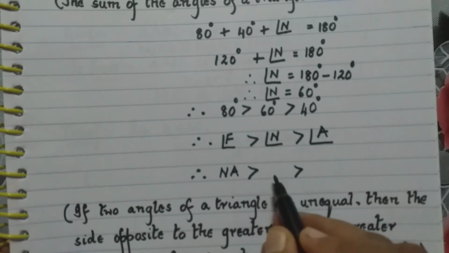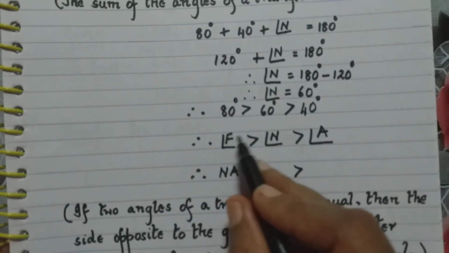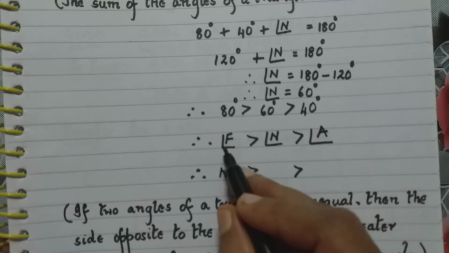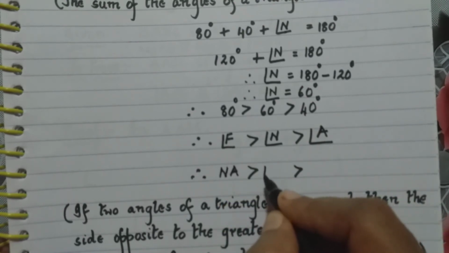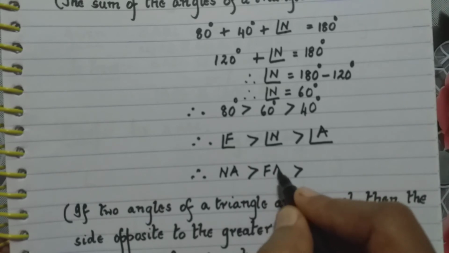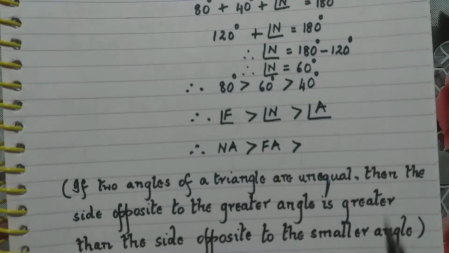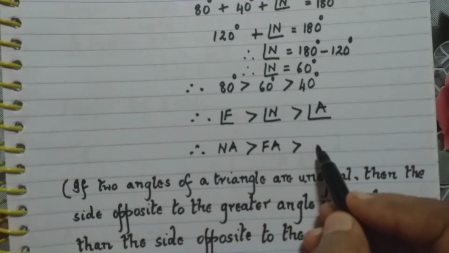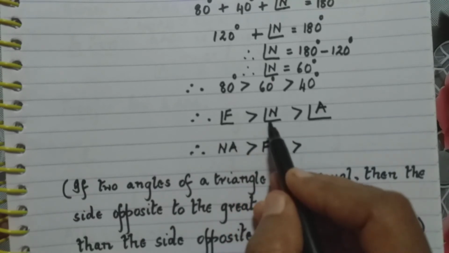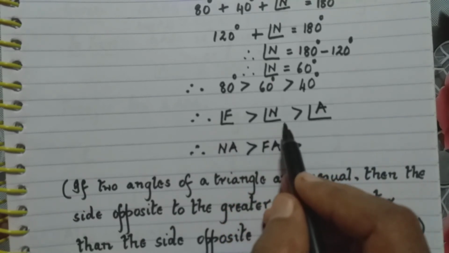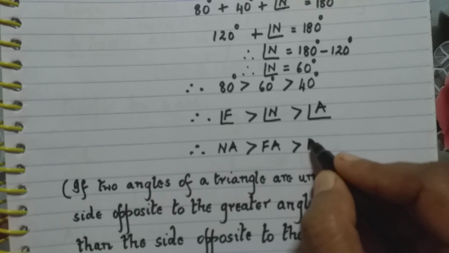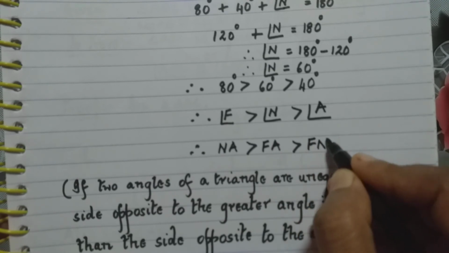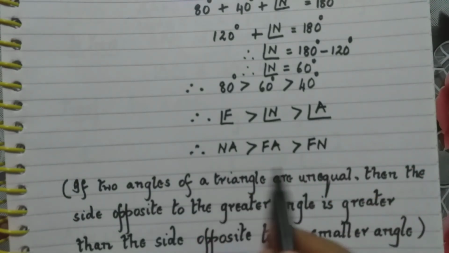So, NA greater than, now here angle N. What is the side opposite to angle N? It will be FA, the remaining two alphabets. So, greater than FA. Then, what is the side opposite to angle A? The remaining two alphabets, that is FN. So, we write FN.